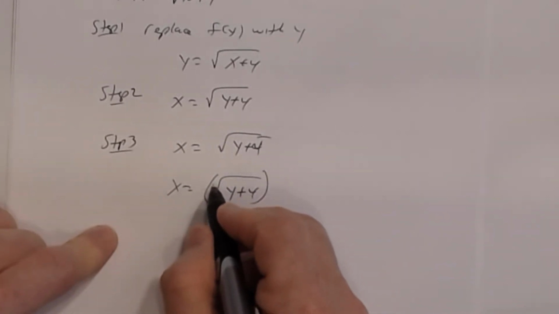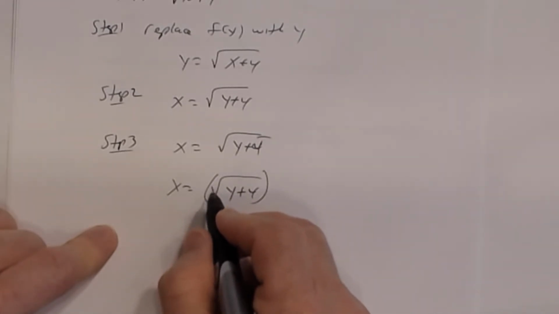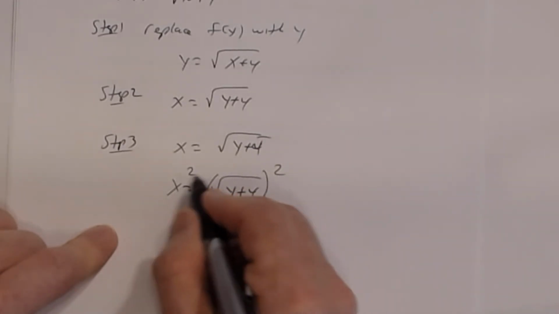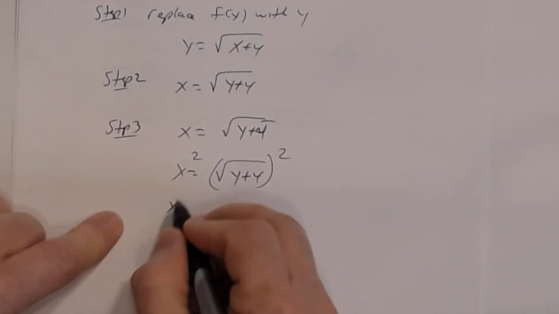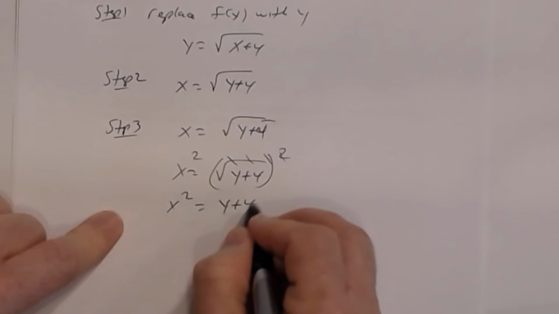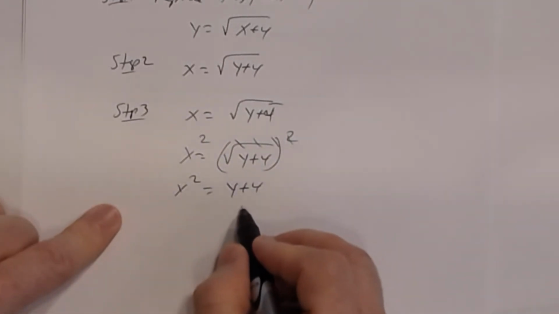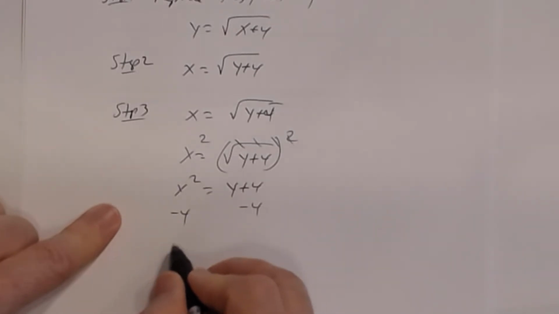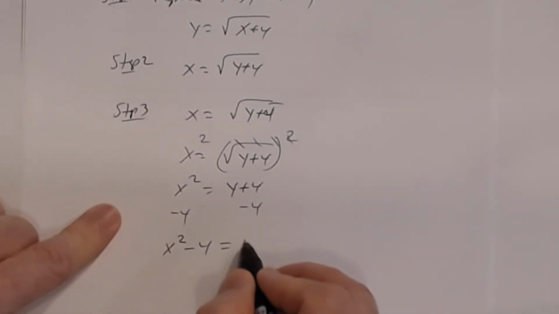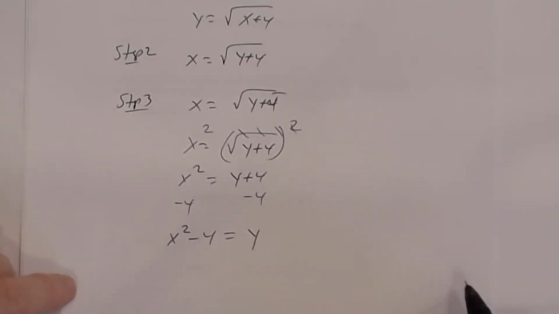to the index. So if I'm square rooting y plus 4, the opposite of square rooting is to square both sides. And so I get x squared equals, and then the square and the square root undo each other, so you have y plus 4. And now I can easily get y by itself. So I'm going to subtract 4 from both sides, and so I get x squared minus 4 is equal to y.